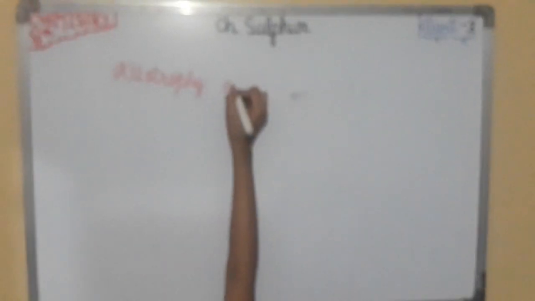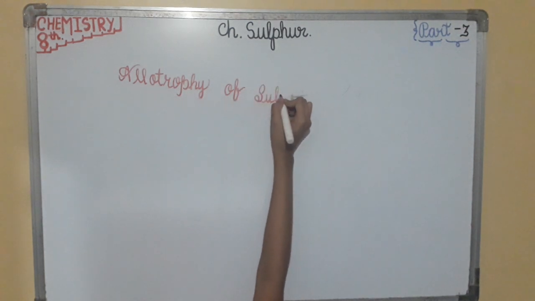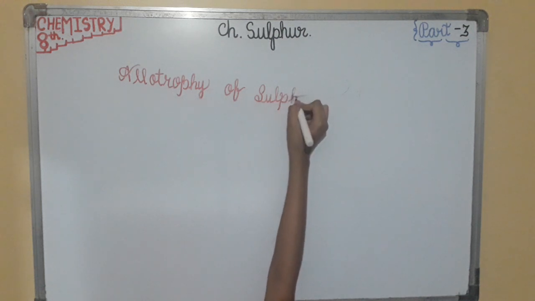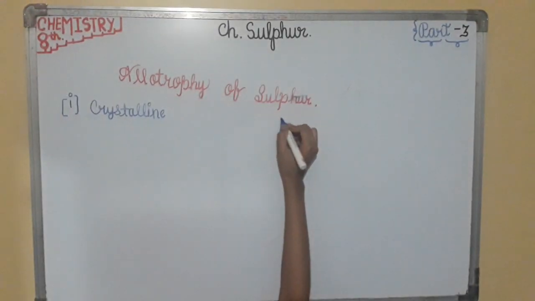Allotropy of sulfur is classified into two types, crystalline and amorphous.